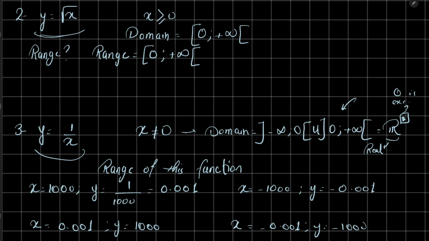In the opposite, when x is tending to 0 from the negative side or the positive side, y will be increasing to minus infinity or plus infinity. Then the range of this function is from minus infinity to plus infinity, excluding 0, because there is no number for x that makes y equal to 0. Then the function range is from minus infinity to 0, excluding 0, to plus infinity.